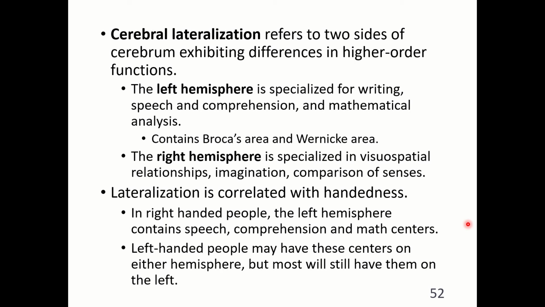The right hemisphere is specialized in visuospatial relationships, imagination, and the comparison of your senses that you are experiencing. Lateralization is correlated with handedness. In right-handed people, the left hemisphere contains speech, comprehension, and math centers. Left-handed people may have these centers on either hemisphere, but most will still have them on the left. So the left hemisphere is generally the one that will be specialized for writing, speech, and comprehension, and mathematical analysis. However, in a left-handed person, that may be lateralized to the right side. Kind of fun.